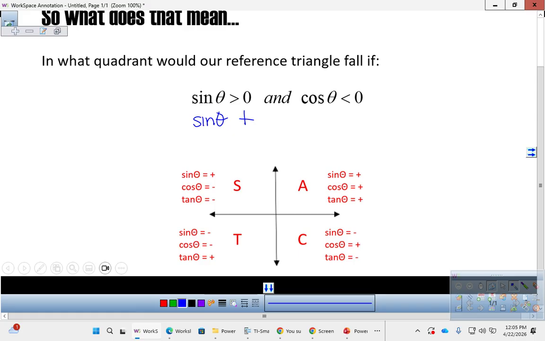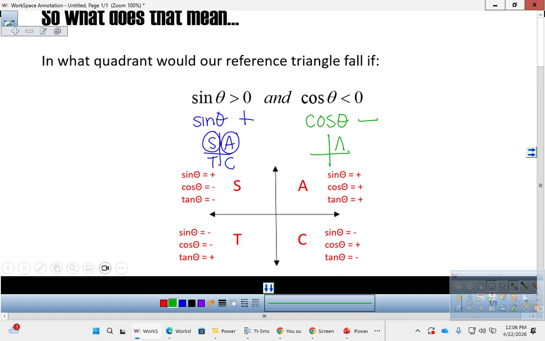Well, where is sine positive? In ASTC, sine is positive in the all and in the students, because S stands for sine. So that tells me that my answer's got to be either quadrant 1 or 2. I just have to look at the second piece of information. So the second piece of information is that cosine theta is less than 0. So less than 0 would mean that cosine theta is negative.